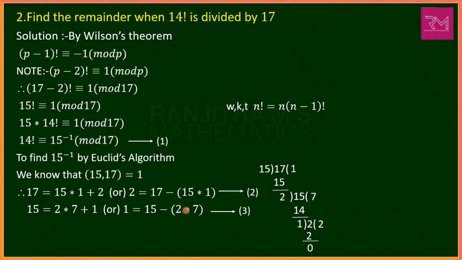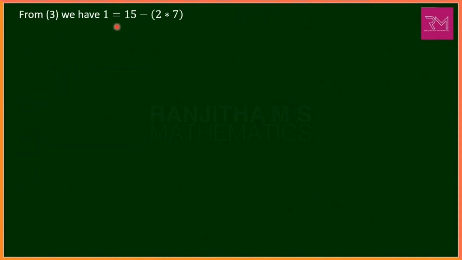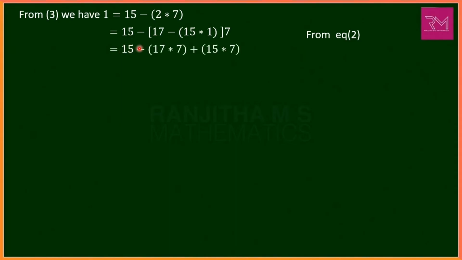Next we have to consider equation 3 and find the inverse value for 15. So from equation 3 we have 1 is equal to 15 minus 2 into 7. Next step, we have to apply the Euclidean algorithm method for 2 also. That is, from equation 2 we substitute in the place of 2 as 17 minus 15 into 1. Simplifying, we multiply 7 inside the bracket, we get 15 minus 17 into 7, minus 2 minus plus 15 into 1 into 7 is 7.